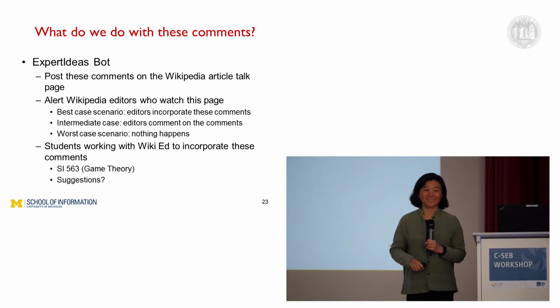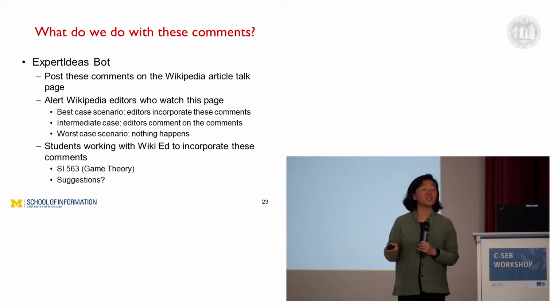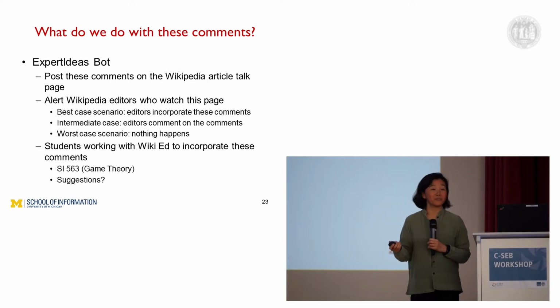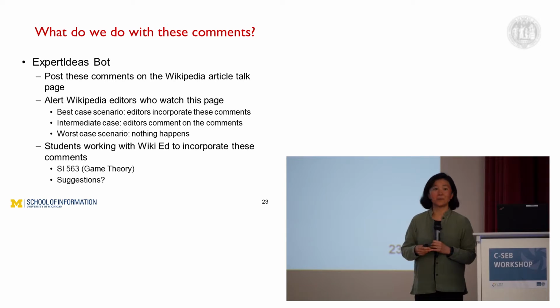Nothing happens. The worst case scenario. So it depends on the field. Econometrics and statistics comments are almost all incorporated, because that's the most active group on Wikipedia. The statisticians and mathematicians, lots of them are incorporated, and for the others, it's the worst case scenario. More than 90% of the comments basically just sit there.